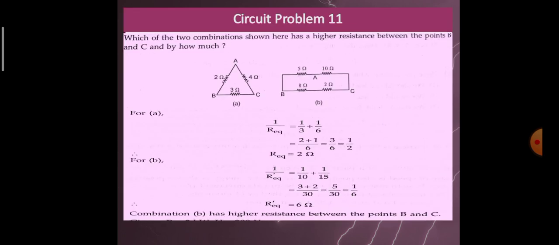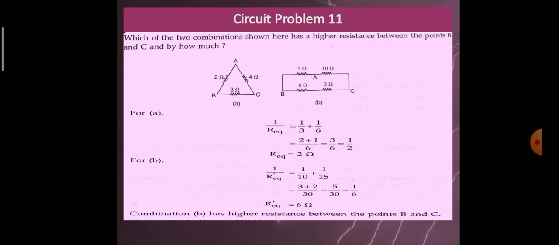Now, this kind of question, students, please make a note. It will be asked as a 2 mark question. So you need to be very fast in making an analysis and apply your knowledge on series connection and parallel connection, and then attend the question.